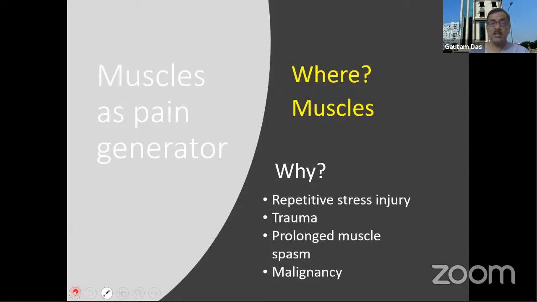In the same way, quadratus lumborum is an extensor. Quadratus lumborum originates from the 12th rib and the transverse processes, and inserts into the iliac crest. That is an extensor. That means sitting will be painful if the quadratus lumborum is the pain generator. So these are the three muscles, and repetitive stress injury can be one of the very important reasons for this pain in these patients.